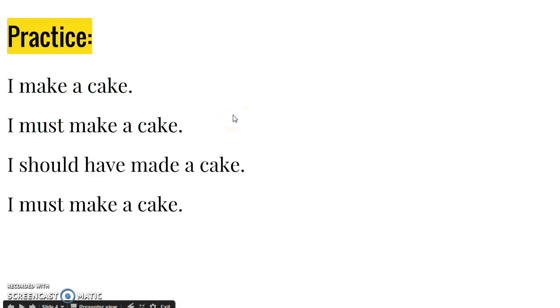So here's practice. I'd like you to write down these sentences, and then I want you to change them so that they now are in the passive voice form. So we have I make a cake, I must make a cake, I should have made a cake, and I was making a cake.